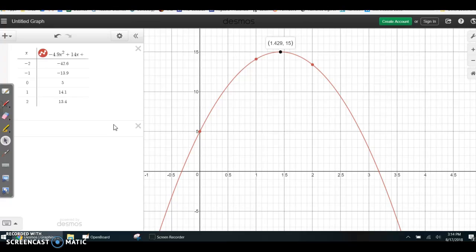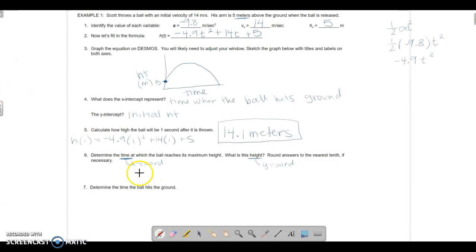So it looks like our time here on the x-axis, let's just go ahead and round it. We can say 1.4 seconds is the time when we hit that maximum height. And then for our actual maximum height, that was 15 meters. And we always want to label our answers because we're in a contextual problem. We can actually say what these numbers mean. We don't want to just put 15.